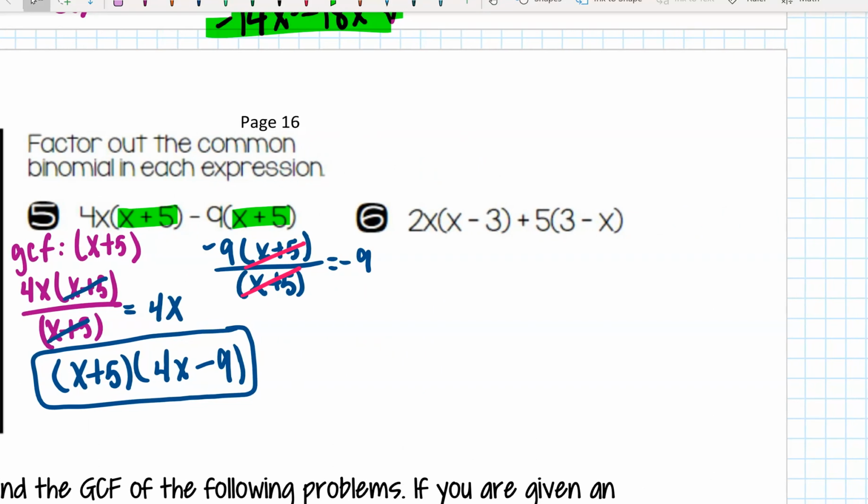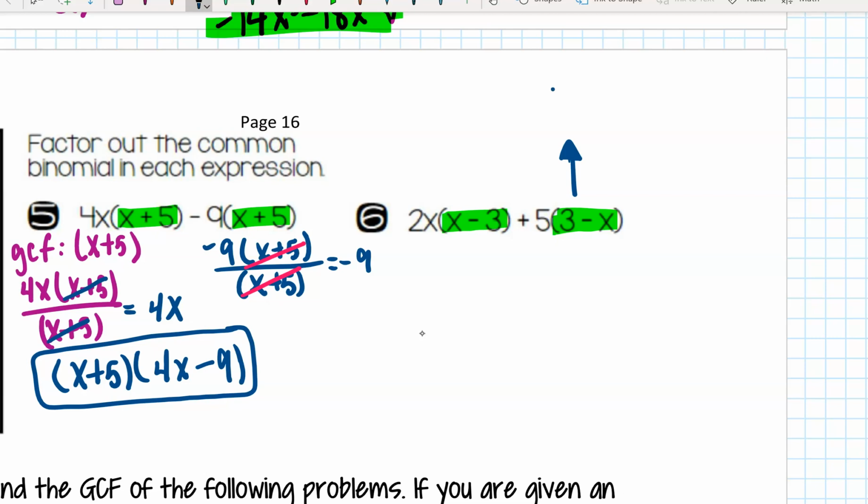So number 6, you have 2x times x minus 3 plus 5 times 3 minus x. So you can see that this binomial and this binomial are very similar, but they're not exactly the same because the signs are opposite. X in this first one is positive, here it's negative. Here 3 is negative, here 3 is positive. So a little trick for this problem right here, and this is a good little trick to know, let me put the arrow, because it's for this one right here.